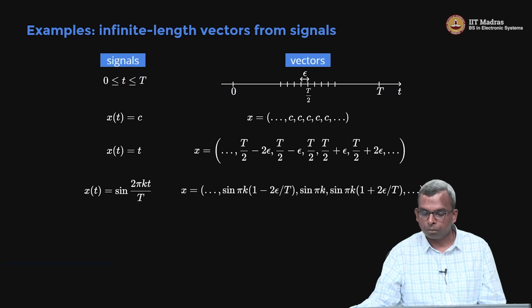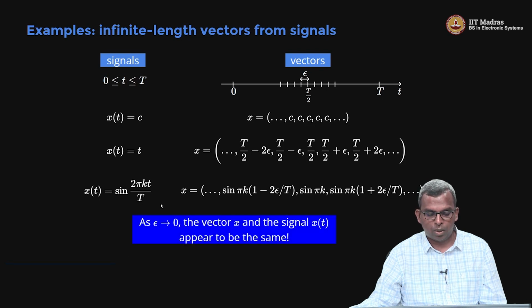So that guy also you can sample. If you put T/2 here, you are going to get pi k, and then pi k into 1 minus 2 epsilon. You can just sample this at T/2 minus epsilon, T/2 plus epsilon, and you get this signal. So you can get these strange looking sequences from sampling of signals, and you can go on and on with this example. And then you can see as epsilon tends to 0, these two things sort of look to be the same.